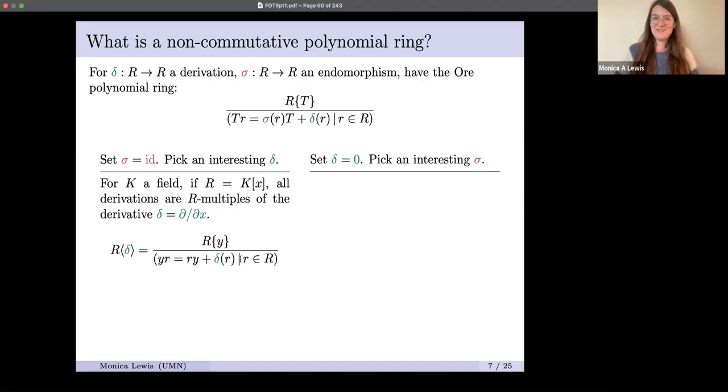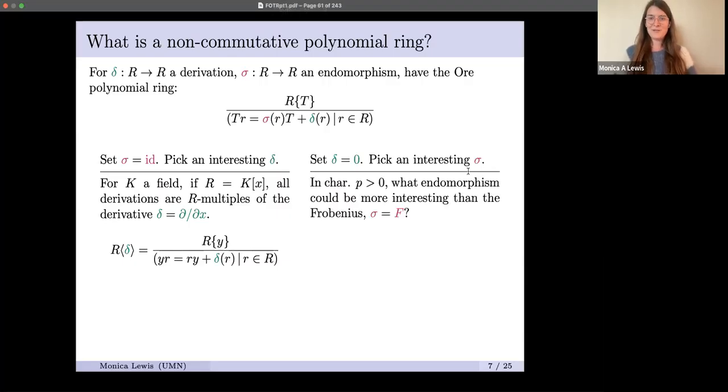Another thing you can imagine doing is saying, oh, okay, well, this derivation thing seems like an annoying extra piece of information. Let's just set it to 0 and pick our favorite ring endomorphism. And I don't know about you, but my favorite ring endomorphism is the Frobenius. So in that case, what we would get is R adjoin a formal symbol where when you multiply by Y, you're allowed to commute elements of the ring through by taking their powers.